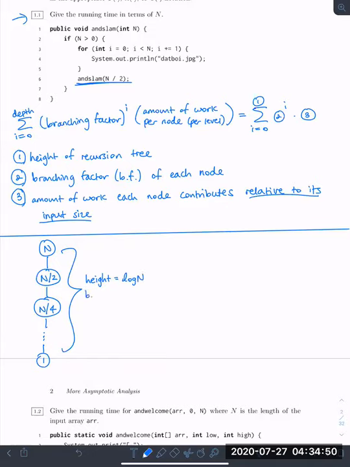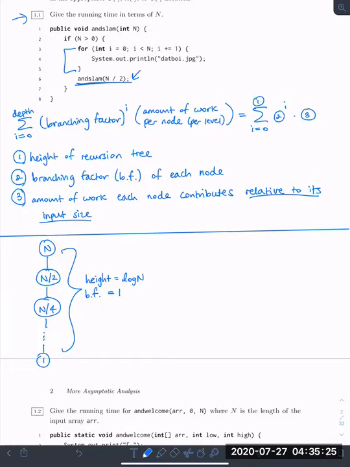Now, what is the branching factor? The branching factor is 1, because we're making one recursive call per function, right? The amount of work that each node contributes relative to its input size, well, this is really just the amount of work we're doing here, right? So we always want to care about the recursive case rather than the base case, because remember that we care about n as n goes to infinity, right? So the base case is mostly when n becomes really small. So when we analyze for asymptotics, we only care about the recursive case.